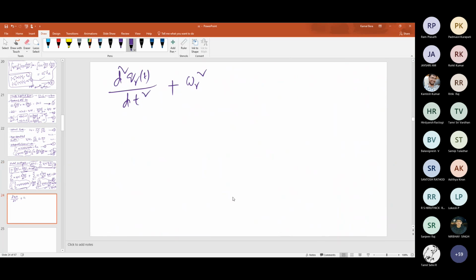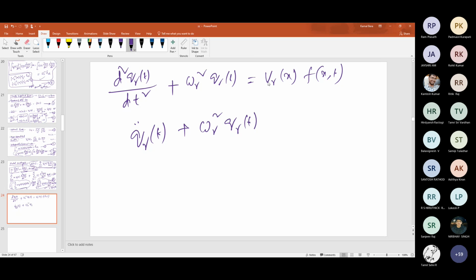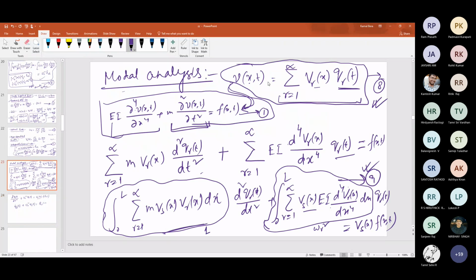Correct? Omega_r squared q_r(t) equals V_r(x) into f(x,t), for r equal to s. And let us call this the right hand side. Now, are you getting a similar expression to the single degree of freedom system? q_r(t), time dependent. Integral over the domain. Sorry, one mistake is here. You should correct the integration: it is integrating over the whole expression.